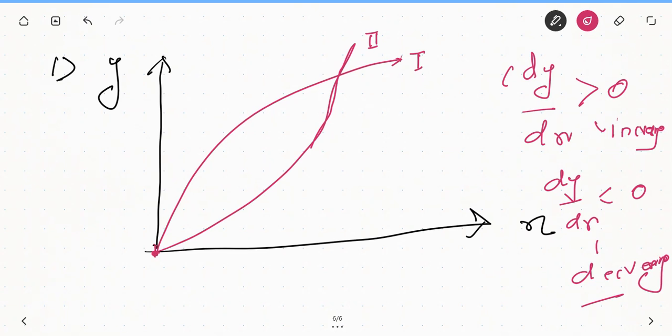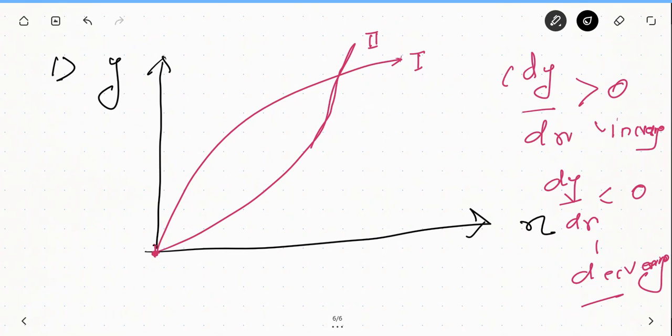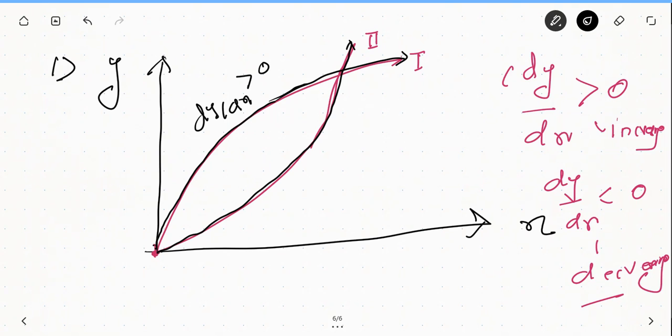From this particular diagram we can easily say that both curves which I have drawn are of increasing type. Both are increasing. It is starting from the origin and increasing. Look, yes or no? And this particular curve also is starting from the origin and increasing. It is also increasing, but the curvatures are different. It is clear that dy by dx for both curves is greater than 0 because both are increasing functions.